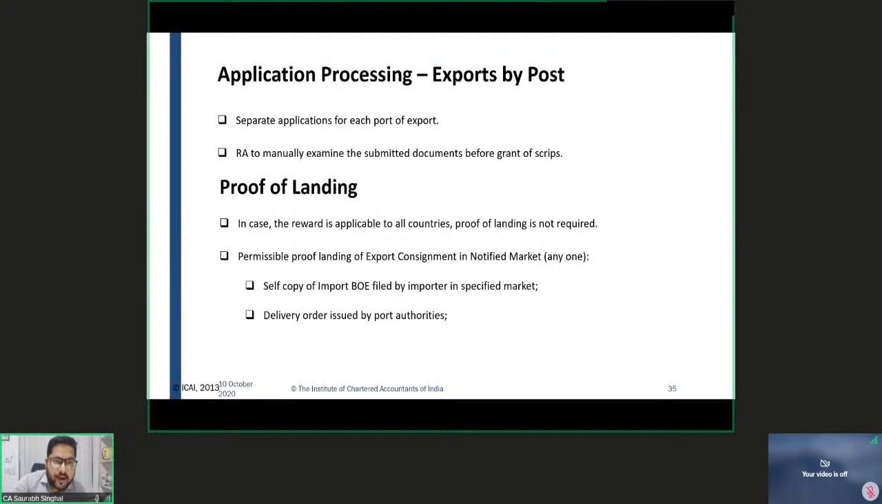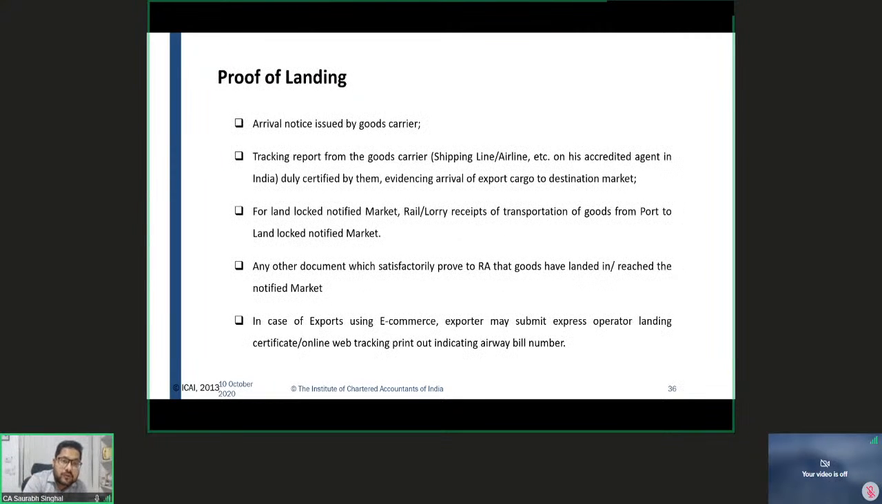Now, what do you mean by proof of landing? That is to be given in both the processes. The proof of landing means the proof that goods have actually reached the foreign shores. Now, how do you give that? This is the list of documents which can be used to justify that the goods have actually landed at the foreign port. You can read and understand what all the types of documents are.